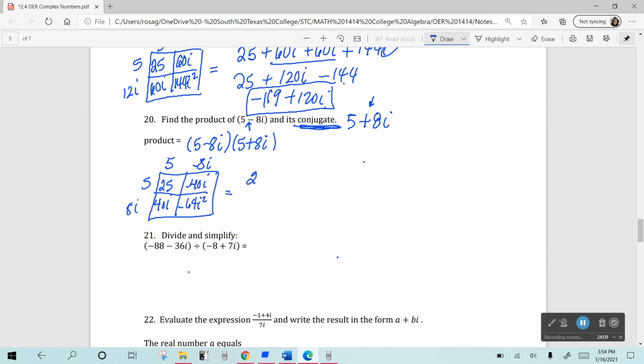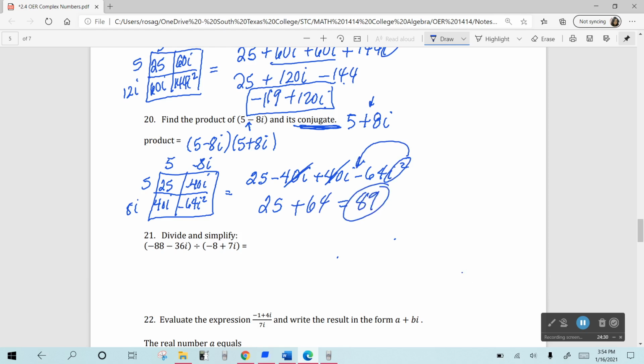Okay, so I'm going to take it out. I get that the minus 40 and the plus 40 are going to cancel. So you get 25. This i squared changes this to a plus 64. So this is going to be 89.